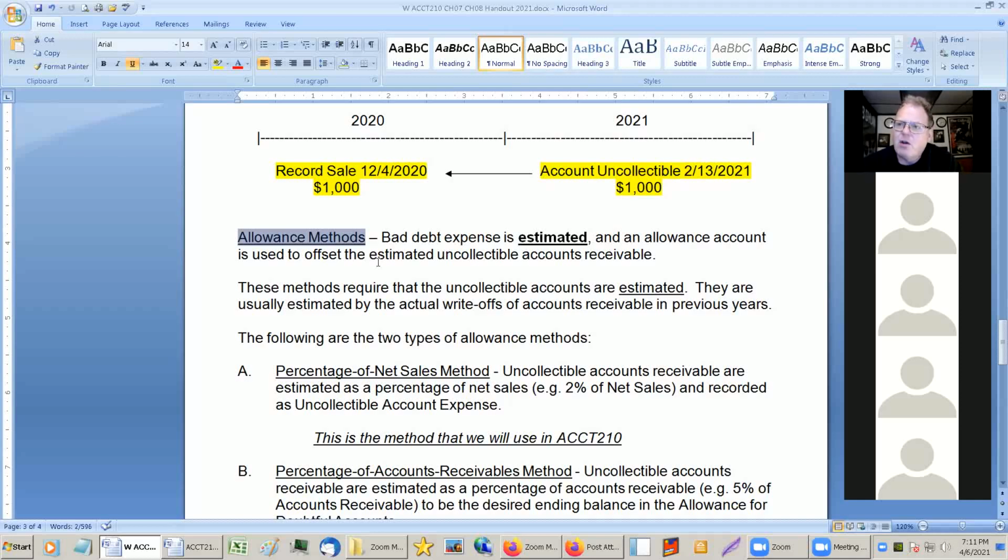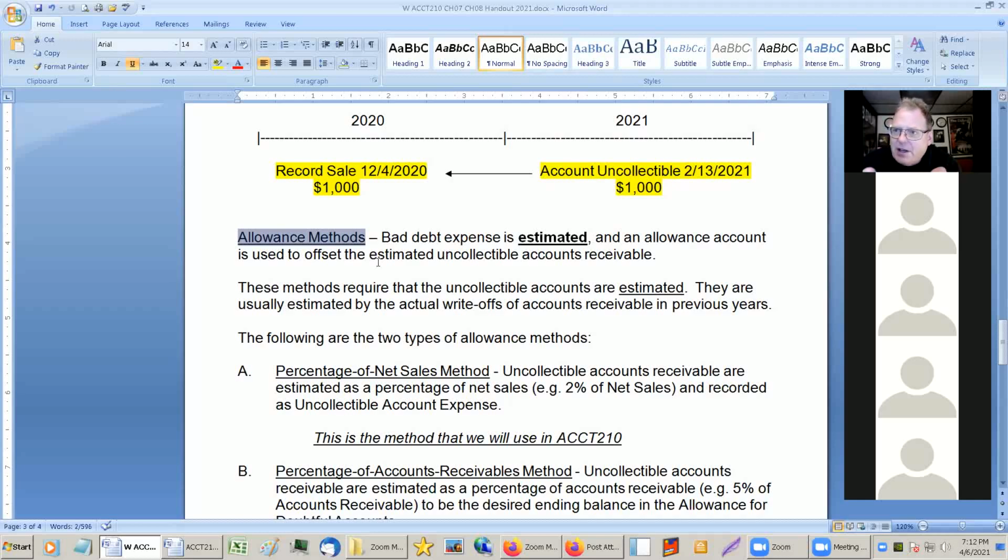So we'll say, okay, we're going to estimate those accounts that are going to go bad. Now, is it going to be 100% correct? No, it's an estimate. It'd be strange if it was 100% correct down to the penny. But it's going to be an estimate of what we think is going to go bad that we're not going to be able to collect.